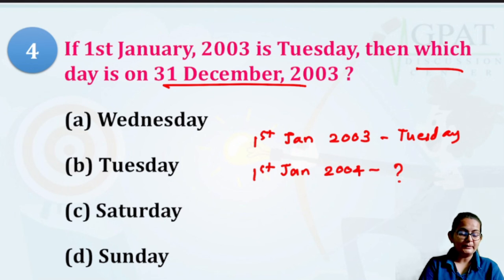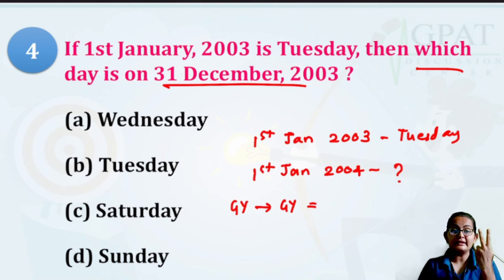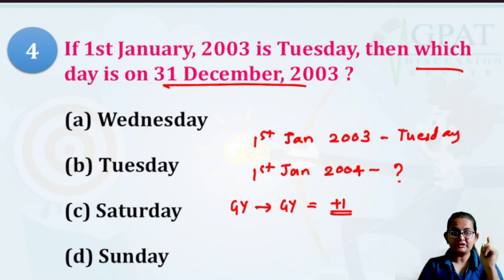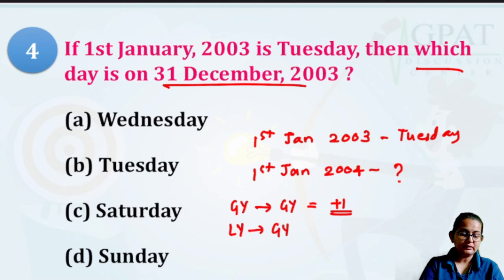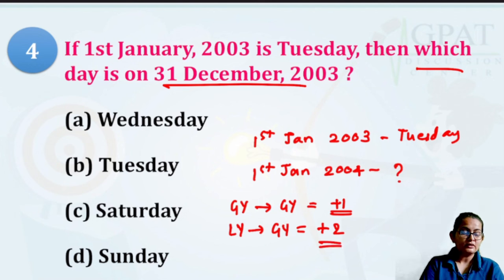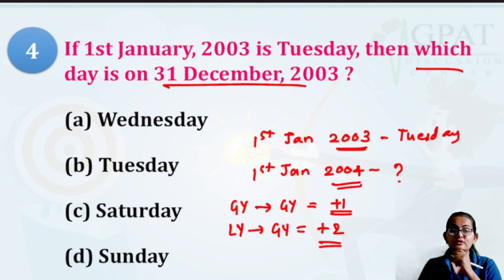Please do remember, when we go from general year to general year, meaning normal years, if the month and date are the same and just the years are getting changed, then you have to add +1 to the day which is given. When you go from leap year to general year, you have to do +2. Whenever going from general year to general year, +1, and whenever going from leap year to general year, +2. Please do keep this in mind. So 2003 and 2004.